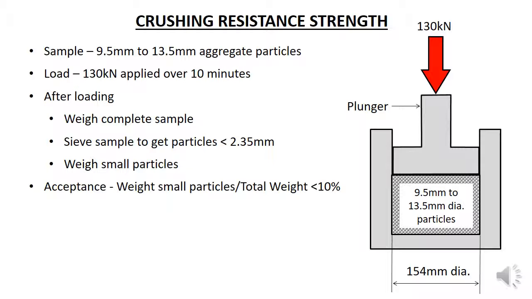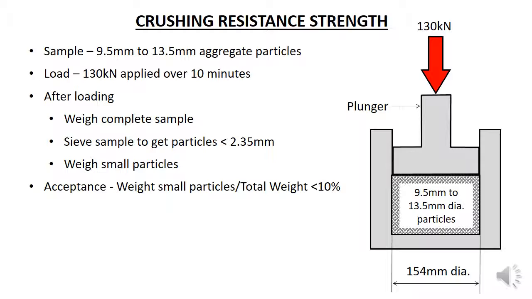It reaches a specified maximum load of 130 kilonewtons after 10 minutes, and then the load is removed. The test material is then sieved, and the amount of material that is broken up is determined as the percentage passing the 2.36mm sieve. Remember that all the aggregate particles were larger than 9.5mm when the test started, so any material passing through the finer sieves would have been from larger particles being broken up.